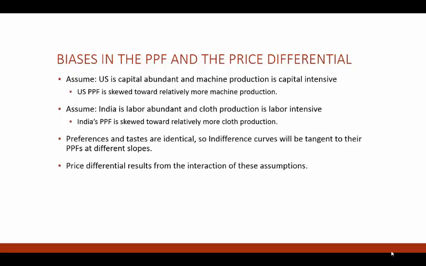Okay, now we hopefully understand these concepts. Let's discuss how the possibility of mutual gains arises from the assumptions of the model. If we assume that the United States is capital abundant and machine production is capital intensive, then the United States PPF will be skewed toward more machine production than otherwise. And similarly, India will be labor abundant, and because cloth is labor intensive, India's PPF will be skewed toward relatively more cloth production.